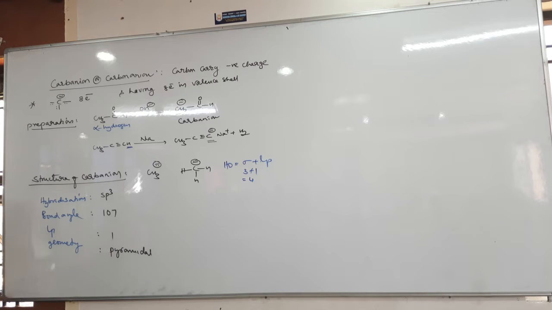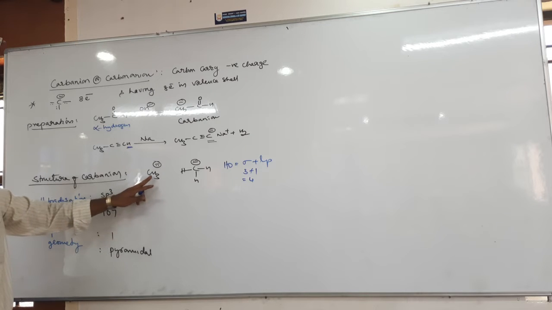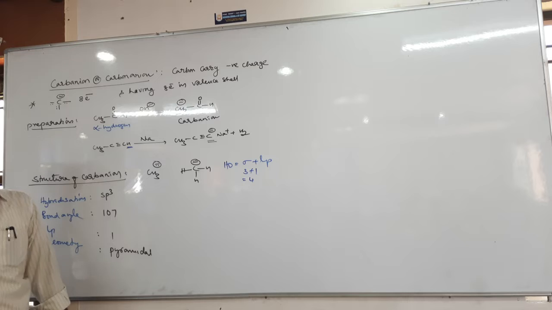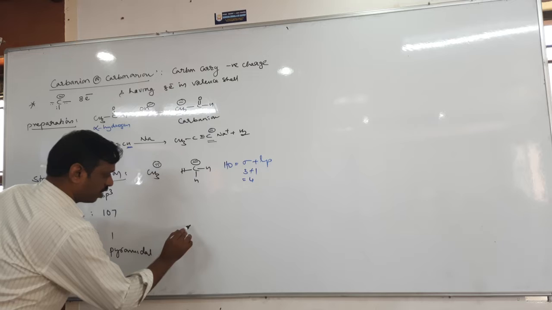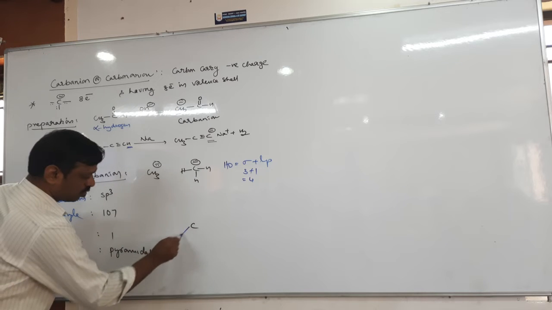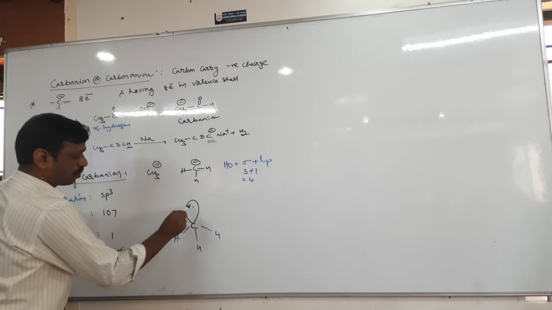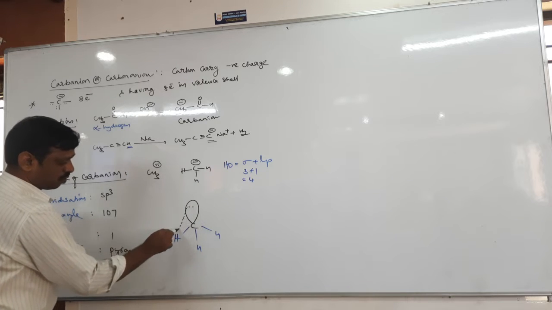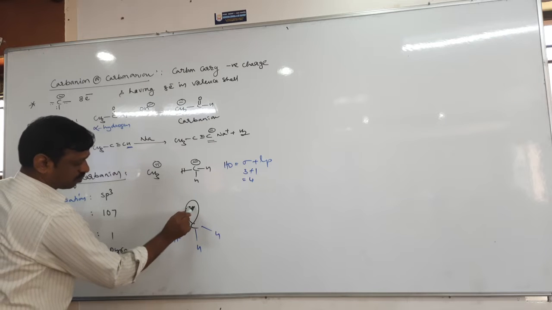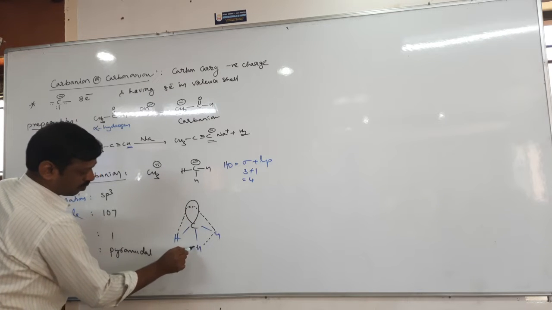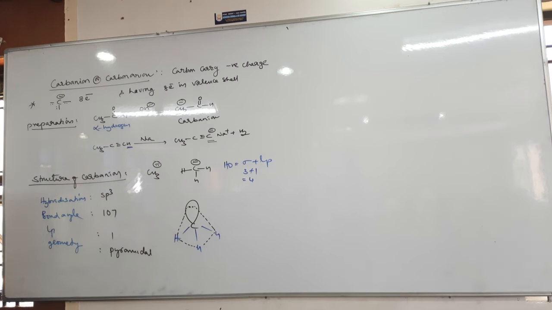It changes, it depends again on hydrogen. See, if there is hydrogen, it comes to nearly 107. In place of hydrogen, if there are other groups, it changes. But for this it's nearly 107, like ammonia. So here the central atom is carbon, it has 3 hydrogens, and there is 1 lone pair, and the geometry will be like this. It is pyramidal geometry.